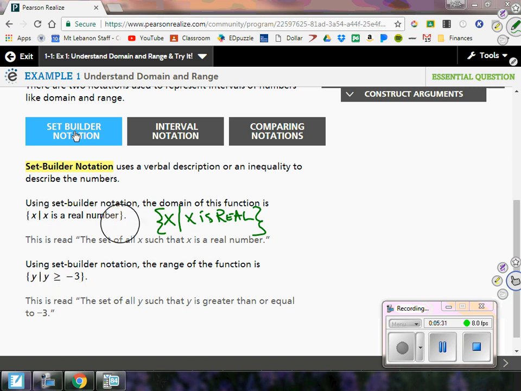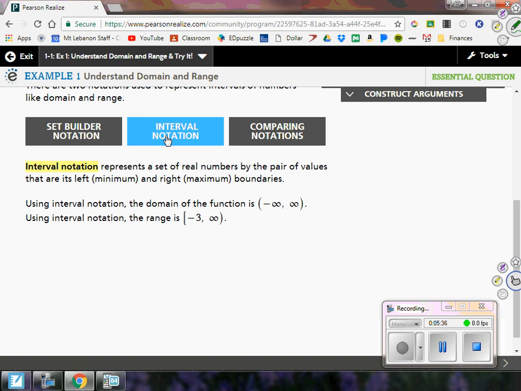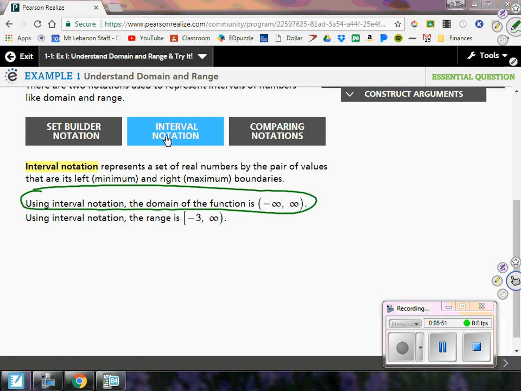Next, we have interval notation. And this is the one that's more popular, and you'll see more as you go through your career here at Mount Lebanon. Interval notation uses either parentheses or brackets to determine what the domain and range are. So in interval notation, here's the domain. The way I would read this is the domain goes from -infinity to +infinity. It contains all of the numbers from -infinity all the way to +infinity with parentheses.